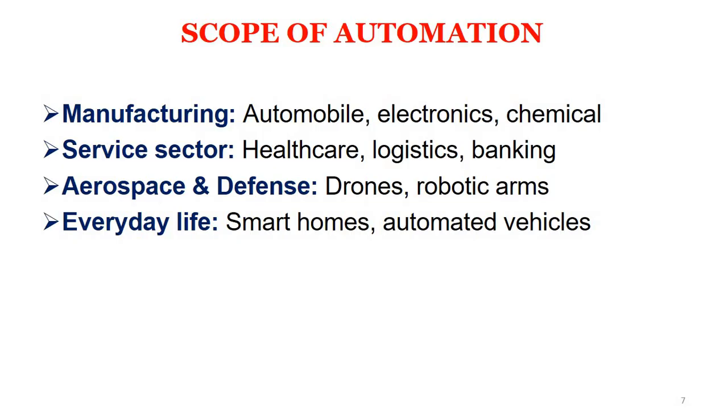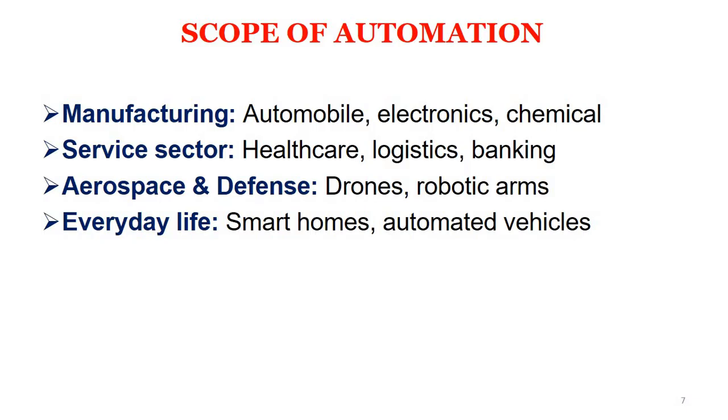Scope of automation. The scope of automation is very wide. It is basically used in the manufacturing sector, service sector, aerospace and defense, and our everyday life. In the manufacturing sector, nowadays the automobile sector, electronic sector, chemical industries, and almost all industries are fully automatic. It means all those processes are performed automatically.